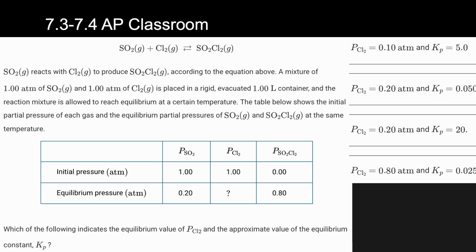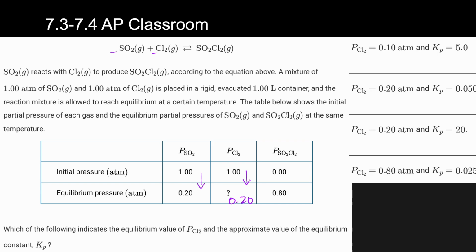Okay, so for this question, we can see that our initial pressures, we had equal amounts of pressure for our reactants, and we can see our reactants are also 1-to-1 mole ratios. So if I am decreasing SO2 by 0.8, I'm also going to decrease Cl2 by 0.8. So my partial pressure for Cl2 at equilibrium is also going to be 0.20.